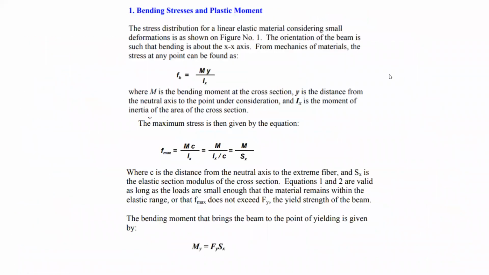Bending stresses for plastic moment. Fb is equal to My over Ix. Fmax is equal to Mc over Ix. And that's also equal to M over Sx. And lastly, we have My, bending moment to the point of yielding. That is Fy Sx. So Sx dito is a property of the steel, which is always given. If hindi siya given, we could search the web and we could find them.